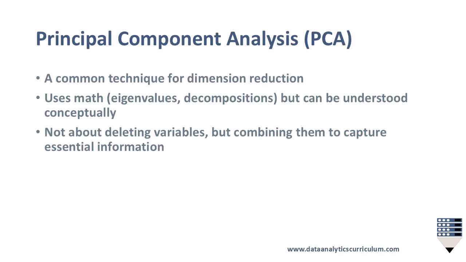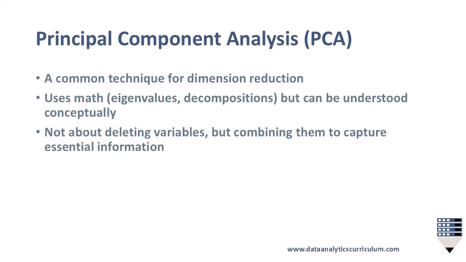A common technique for this is called principal component analysis, or PCA. Although PCA is based on linear algebra, using things like eigenvalues and matrix decompositions, the concept is straightforward. PCA looks for patterns of variation in the data and creates new axes, or directions, that capture the maximum amount of variance. Each principal component is a combination of the original variables, arranged in a way that explains as much information as possible with fewer dimensions. The first component captures the most variation, the second captures the next most, and so on.